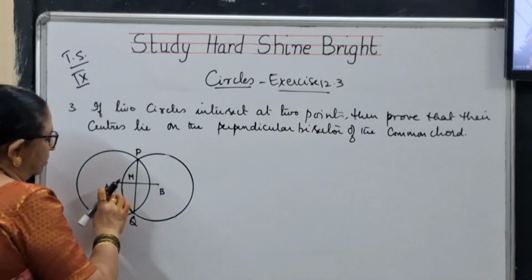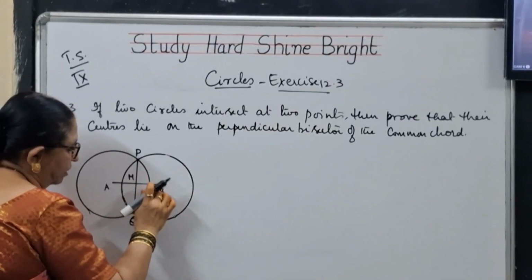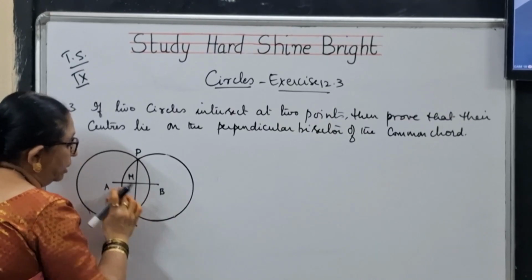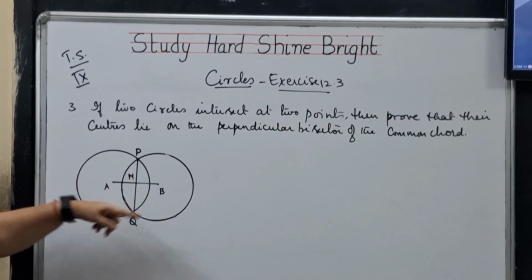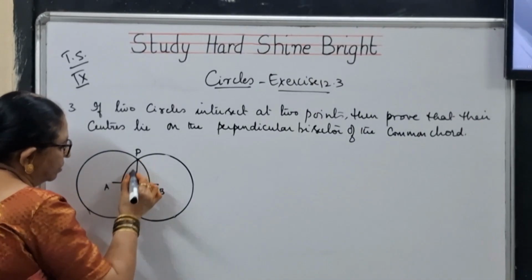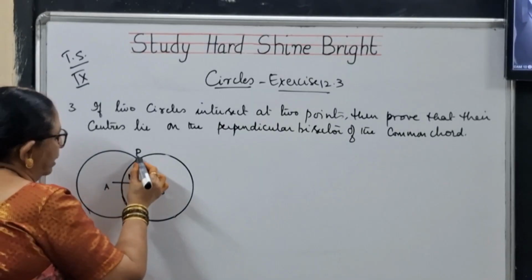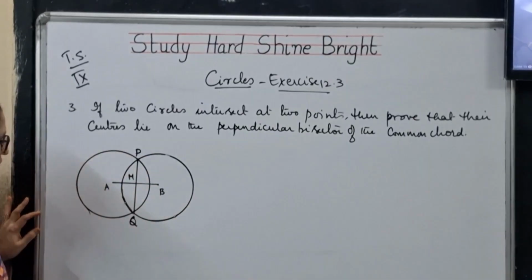Then they are saying that this is a circle with center A, this is the circle with center B. A and B lie on the perpendicular bisector of the common chord. That means these two are perpendicular, you have to prove, and these two parts of the chord are equal in measure, that we need to prove.